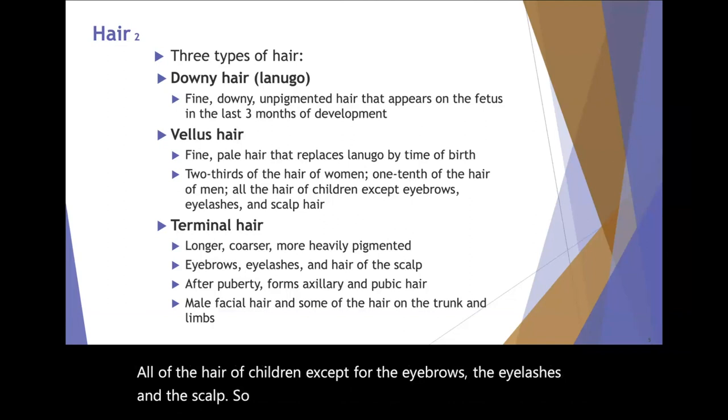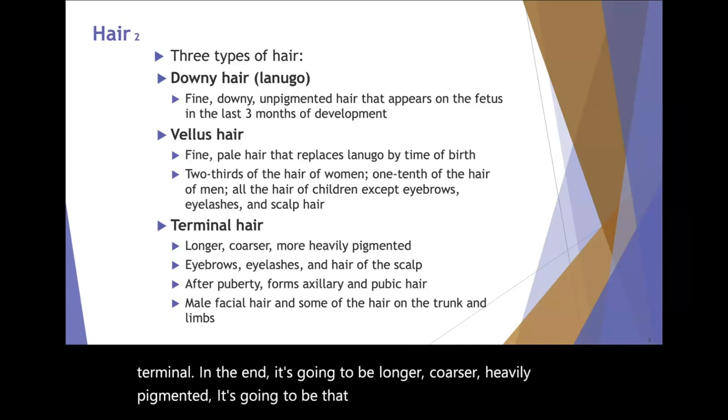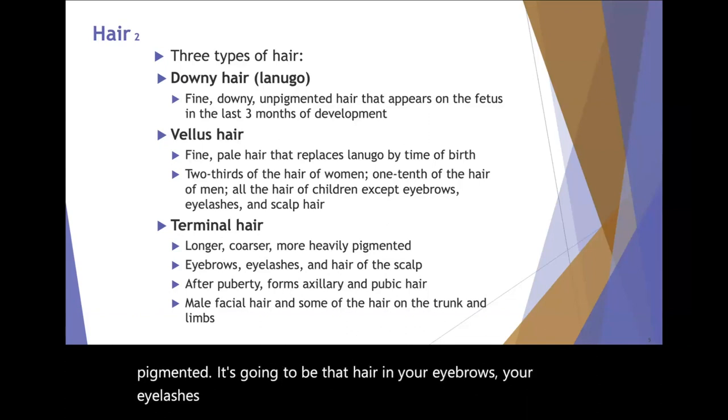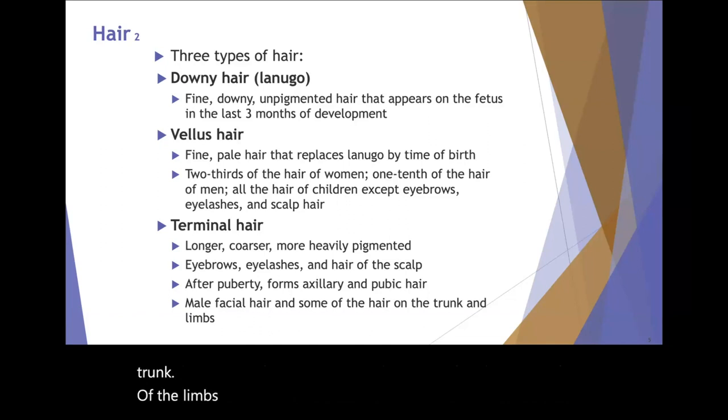So terminal hair. Terminal hair is just like it says, terminal in the end. It's going to be longer, coarser, heavily pigmented. It's going to be that hair in your eyebrows, your eyelashes, the scalp. It's going to form in the axillary and the pubic area after puberty. Your male facial hair, sometimes the hair on the trunk and the limbs also.